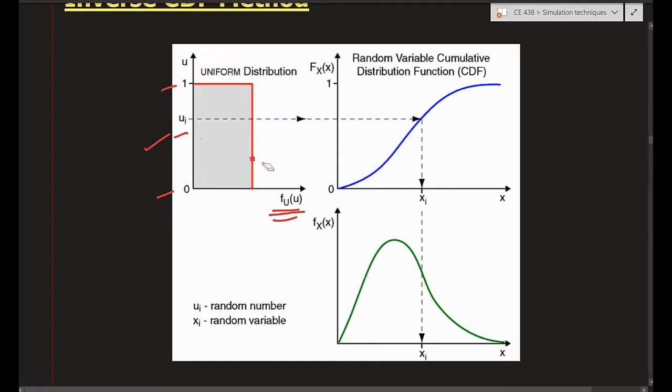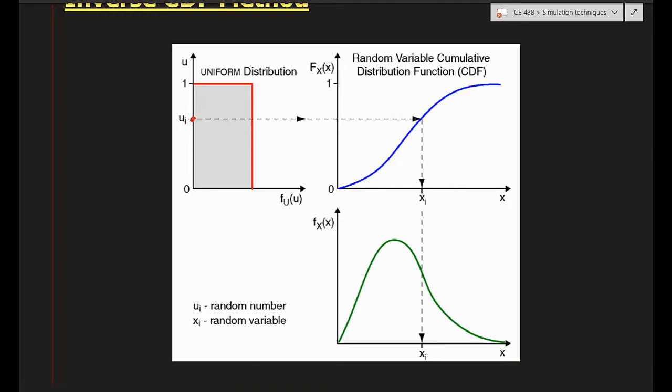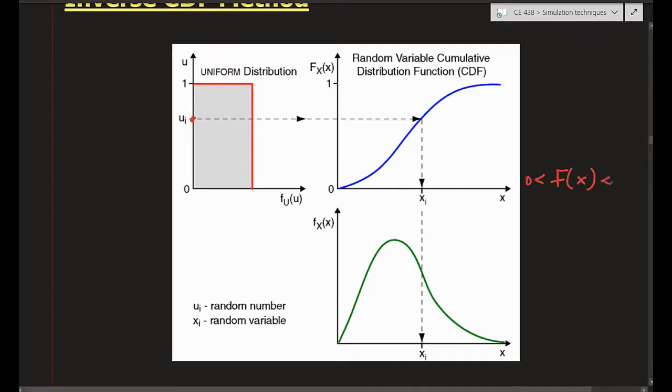So once we have a random number, let's say ui, generated from the computer algorithm that we just discussed, we know the fact that any CDF value, the CDF of any function, lies between 0 and 1. My random number ui also lies between 0 and 1, as we said earlier. So now we will use this fact to generate a random number from any distribution. Let's say we plot the CDF of a distribution. This shows the CDF of a distribution.